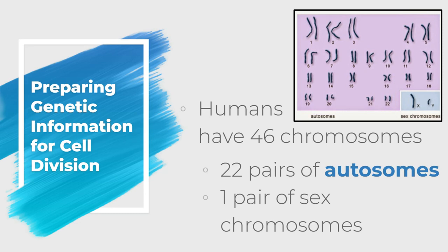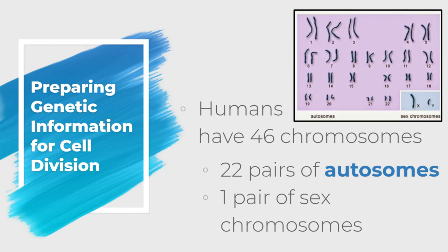The first 22 on this picture are called autosomes because they code for things all over your body, like your hair color, your eye color, your skin color. If you have any traits about you, it's on the autosomes.